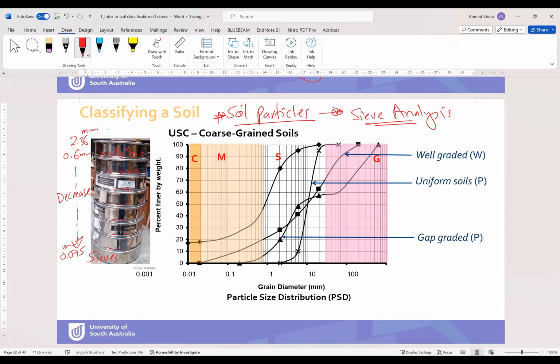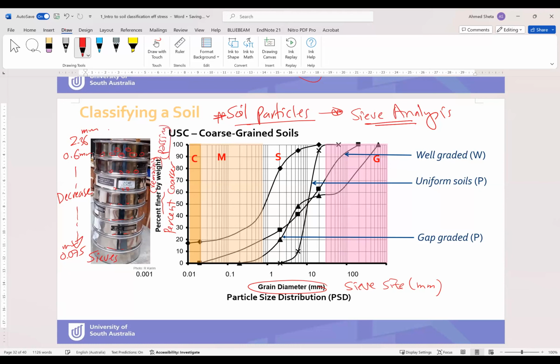If we draw the relation, we have the relation between the grain diameter or sieve size in millimeter. And sometimes they draw the relation by the percent finer or the percent coarser, or in another definition, the remaining particles or passing particles.